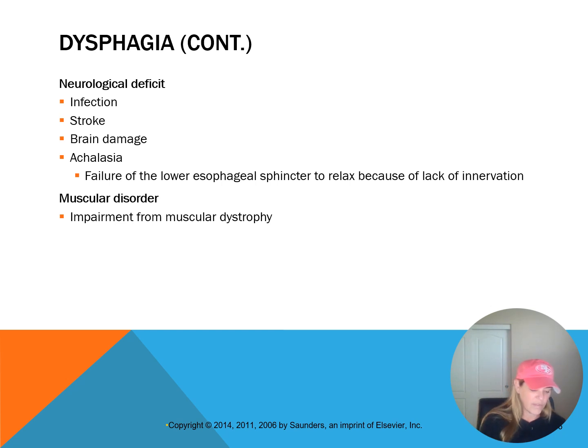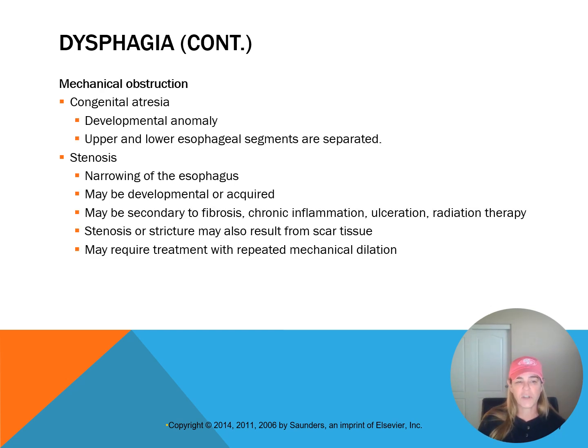Mechanical obstructions include congenital atresia, meaning you're born with a smaller or narrowed esophagus, or a tracheoesophageal fistula, where the esophagus doesn't connect when they're born. That can also happen. Stenosis of the esophagus could be a mechanical obstruction. A lot of times, constant irritation of the lower esophagus can develop scar tissue that can also create a mechanical obstruction.